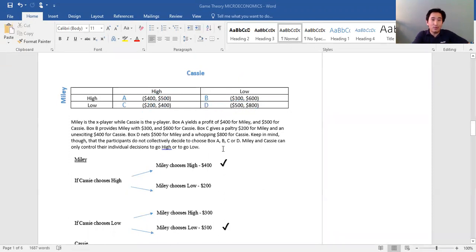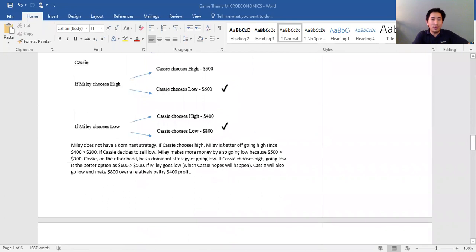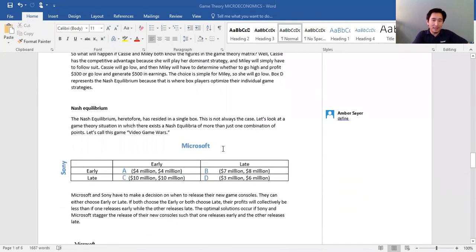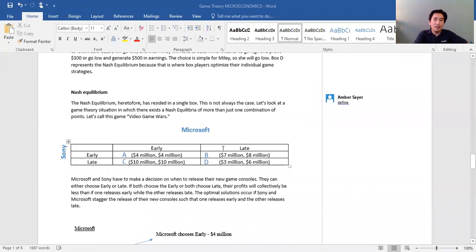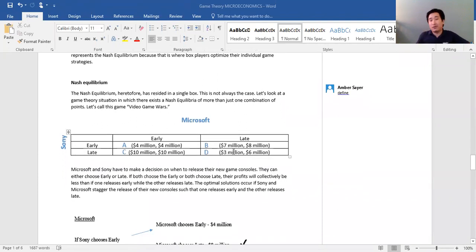Another example here is what happens if there's a situation where neither of the players has a dominant strategy, right? So let's assume that Sony and Microsoft are the players here. So let's use some companies. As you know, Sony has a PlayStation console that they come out with, and Microsoft comes out with their Xbox console, right? And so they operate in an oligopoly type market where there are a few players that dominate the video game console industry. Well, let's assume that they have a choice between coming out with a new product either early or late, right?